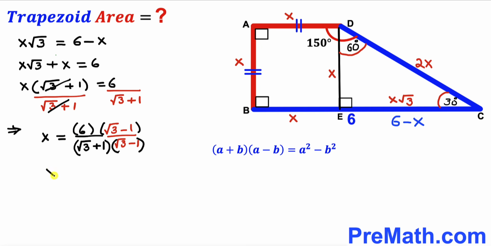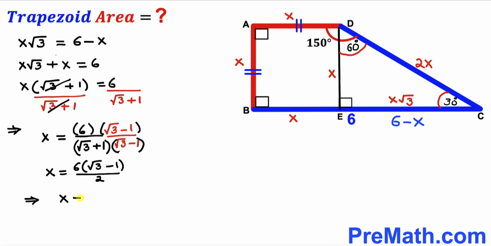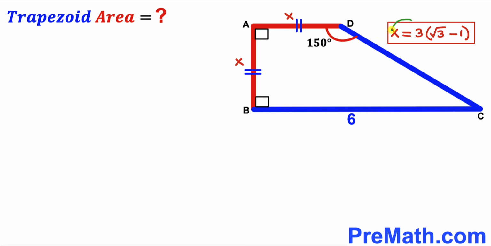So therefore we could write x equal to 6 times the square root of 3 minus 1 all over 2. And this simply reduces to x value is going to be simply 3 times the square root of 3 minus 1. So thus our x value turns out to be 3 times square root of 3 minus 1. And here's our final step.